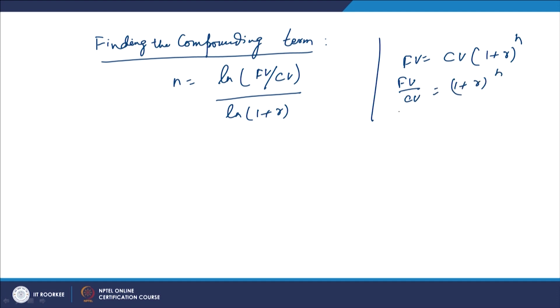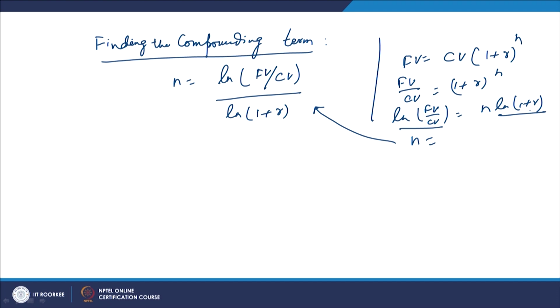You have to take a log on both the sides. So, ln of Fv upon Cv will be n into ln of 1 plus r. This way n becomes equal to this upon this. So, this way you can get this compounding term, that is ln of Fv by Cv divided by ln of 1 plus r.